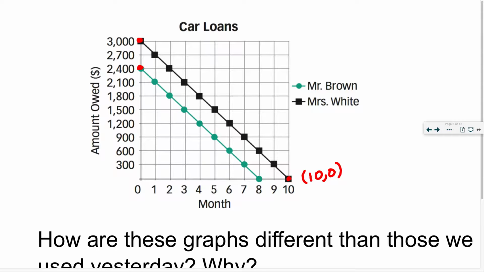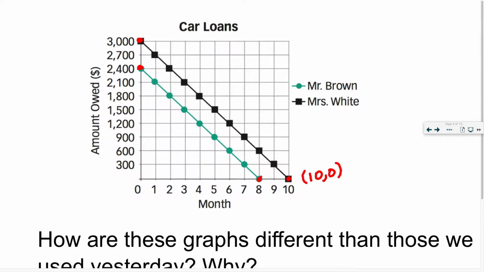It takes Mrs. White longer. How do we know that it takes Mrs. White longer to pay her car off? Because she stopped on the 10 and Mr. Brown, he stopped at the 8. At 8 months. Good. So what does that mean? What happened at 8 months? And what happened at 10 months? Yeah, it took Mr. Brown 8 months to pay off the car, and it took Mrs. White 10 months to pay off the car.